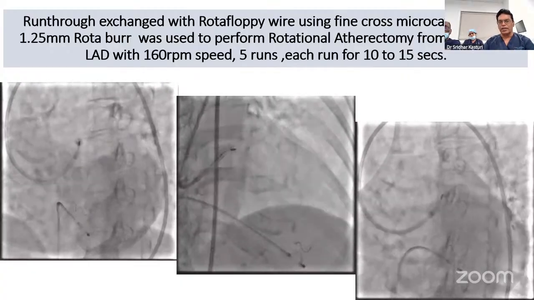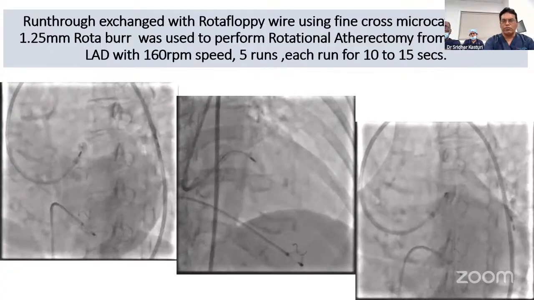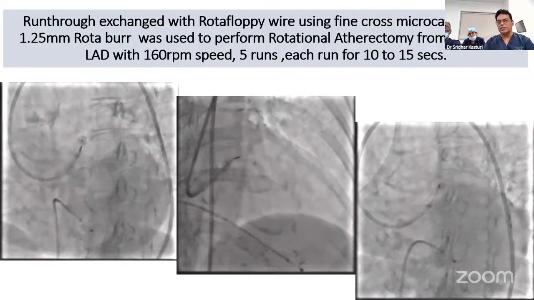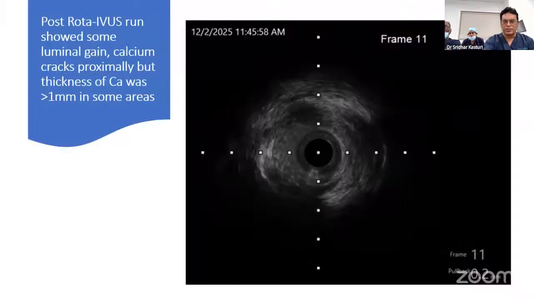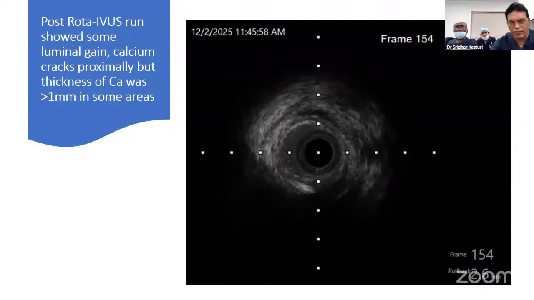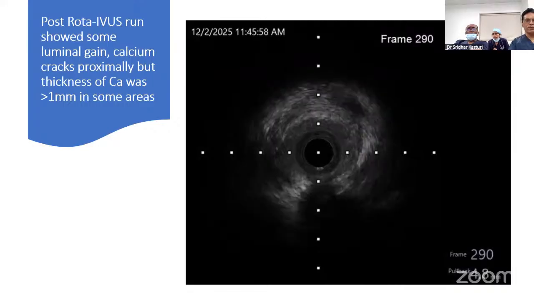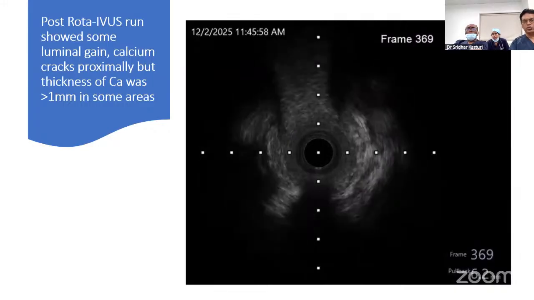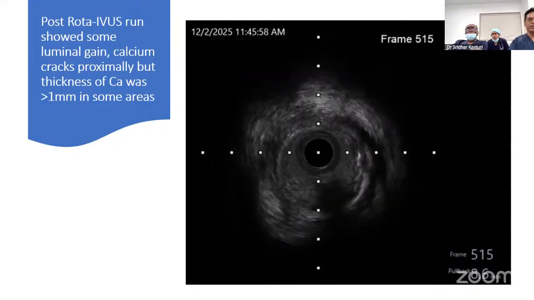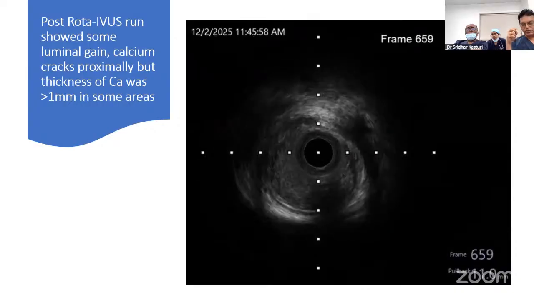And now we started the rotablation of the LMCA and LAD. Now this is a 1.5 burr, and we have performed it with 160,000 revolutions per minute and 5 runs, each run 10 to 15 seconds. So after rota, now this is an IVUS run. Any one of you can comment. Now the IVUS run we have taken very clearly. It shows some fractures, but in some areas there is a significant burden of the calcium.